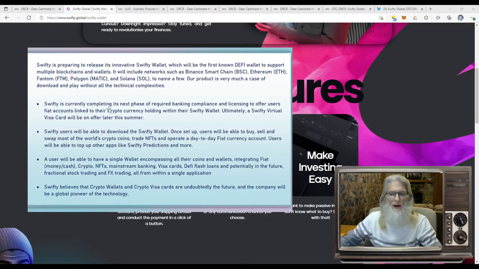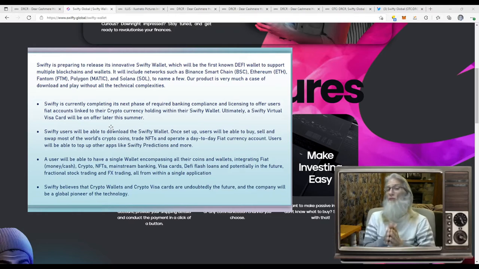Swifty is currently completing its next phase of required banking compliance and licensing to offer users fiat accounts, bank accounts, if you will, linked to their cryptocurrency holdings within their Swifty wallet. Ultimately, a Swifty virtual Visa card will be on offer later this summer.